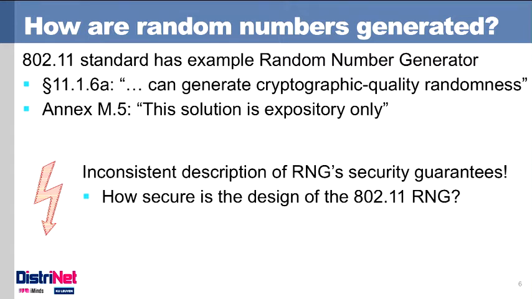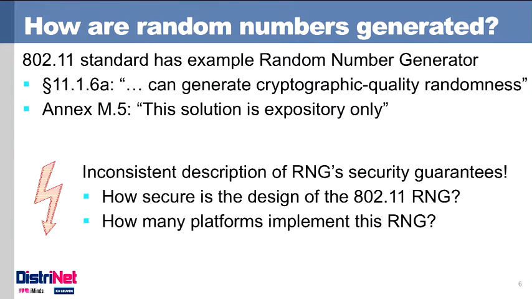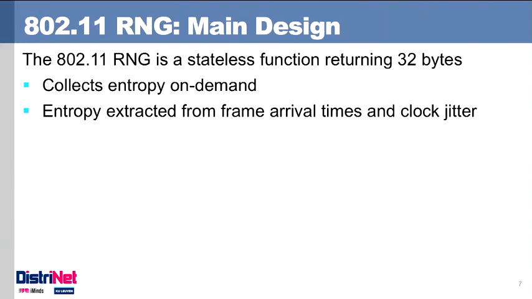So now the question is, how secure is this example random number generator, and do people actually implement it? If you look in this appendix at the random number generator, you indeed see that it's quite quickly thrown together. The description is not that formal, and basically the random number generator that they give as an example is just a stateless function that returns 32 supposedly random bytes.